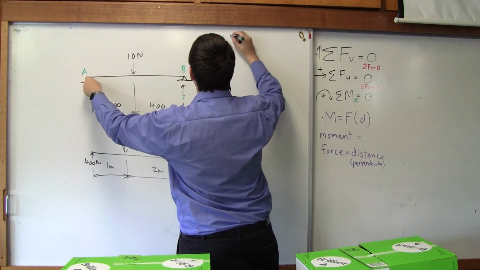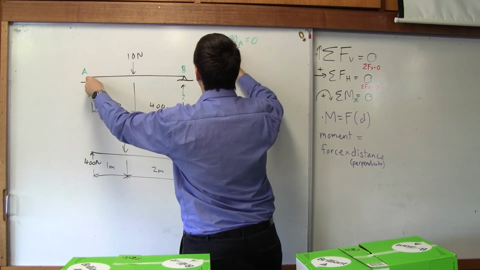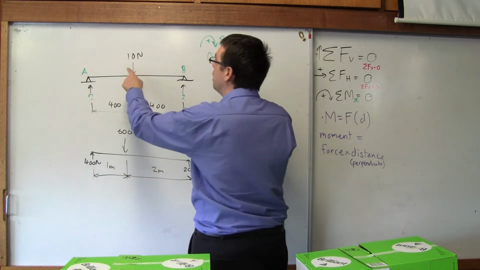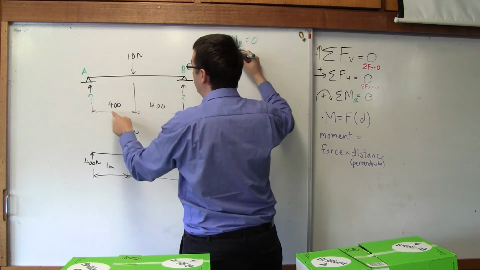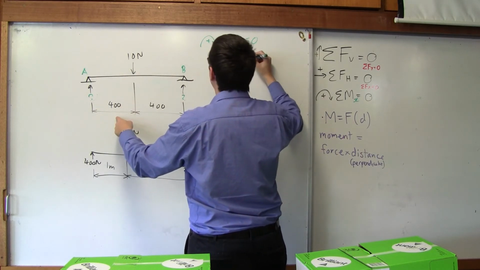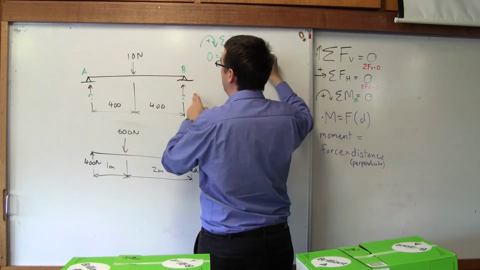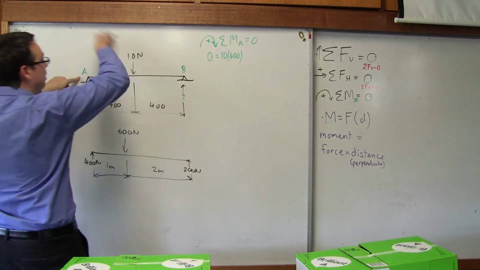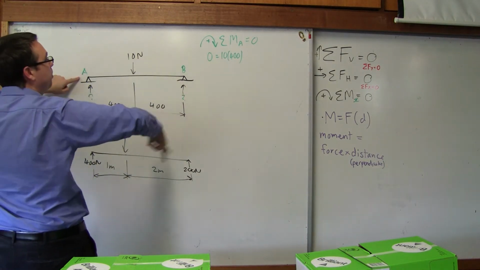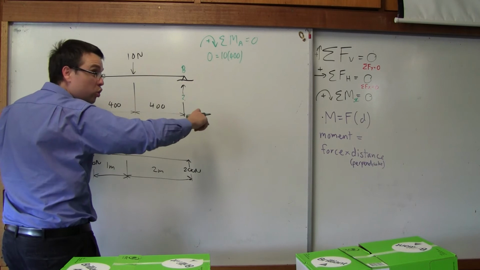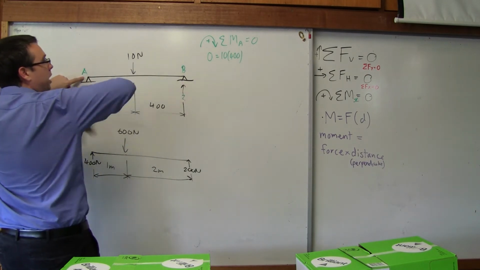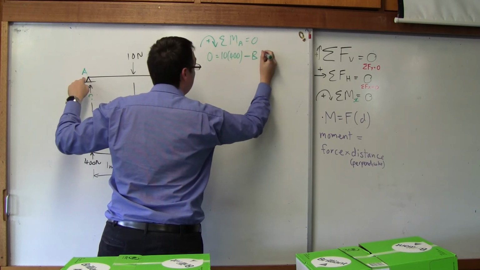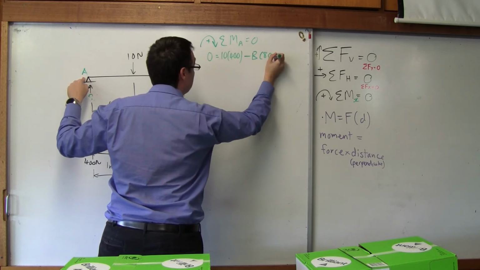Sum of the moments measuring from point A equals 0. A times 0 is 0, we're not even going to bother writing that. We're going to have 10 times 400. Is that going clockwise or anti-clockwise relative to A? First one's going clockwise. And B, we're assuming it's going upwards, so it's going to be anti-clockwise, B multiplied by 800.